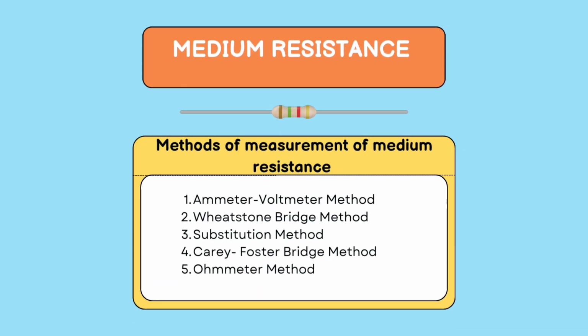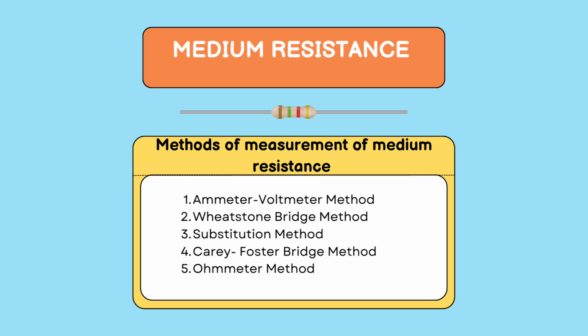The methods used to measure medium resistance. It lists 5 primary methods. 1. Ammeter-voltmeter method. This involves measuring the current flowing through the unknown resistance and the voltage drop across it, using an ammeter and voltmeter, respectively. The resistance can then be calculated using Ohm's law.